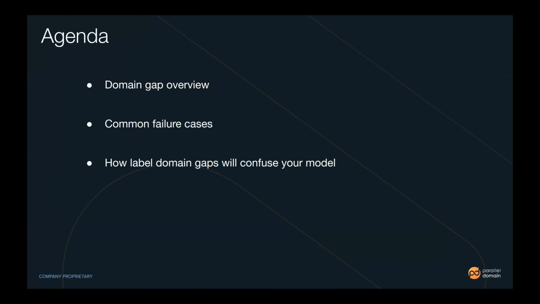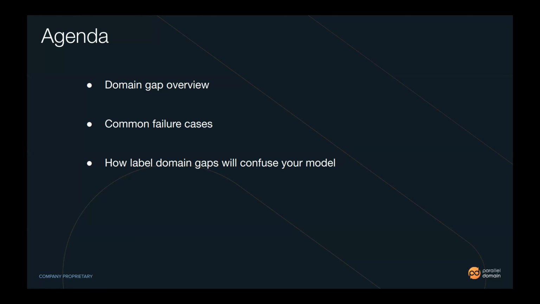Just a quick overview of how I want to structure this talk: first I want to give an overview of domain gap, since it's not a very well-defined term. I want to give some more examples of how we view the domain gap and how we split it into subgaps. Then I want to go into some common failure cases we see when mixing data sets. And then show how gaps in the label domain will confuse your models and actually make them worse.